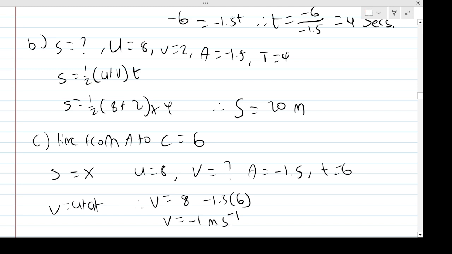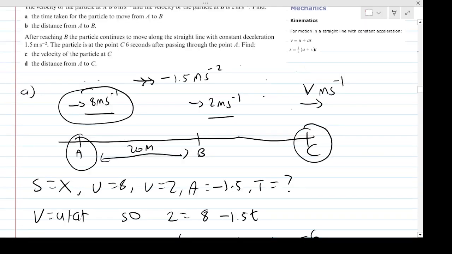There we are. And it's negative here, which basically means at C, it's starting to move backwards. So remember, with velocity, the direction matters. If it's negative in the forwards direction, that means it would be positive 1 in the backwards direction. So it'd be moving backwards at that point at a speed of 1. But we can still include negative 1 that way.